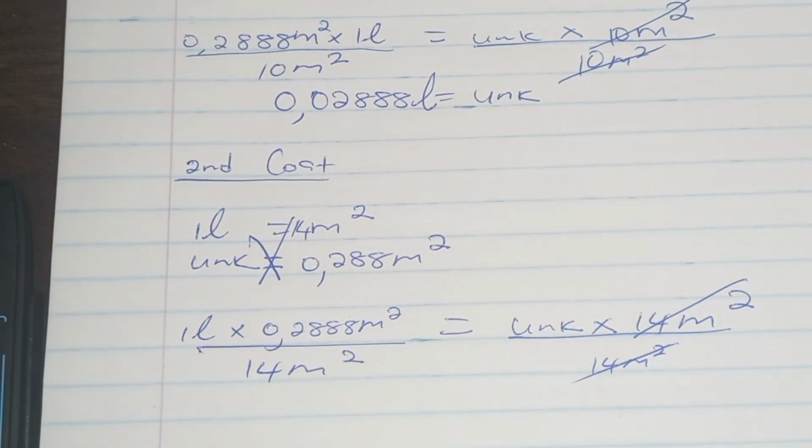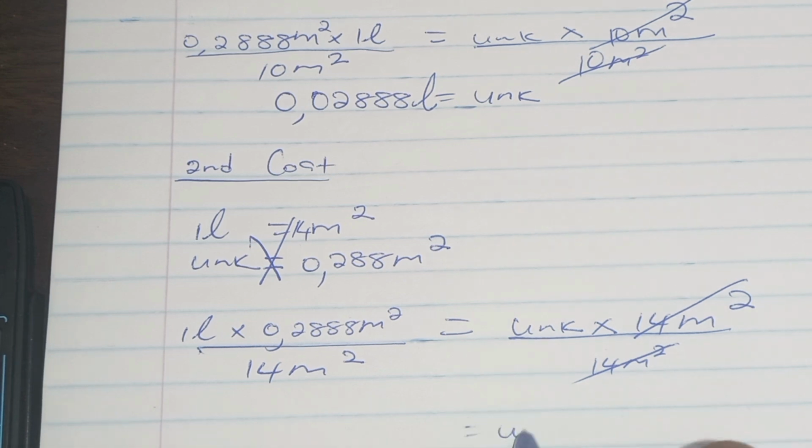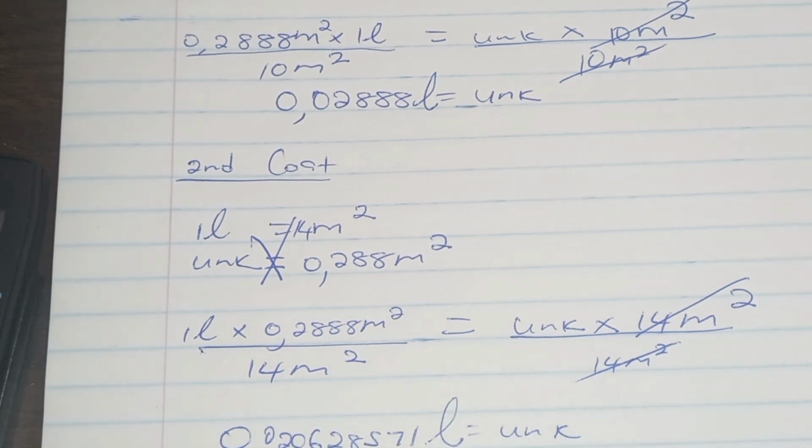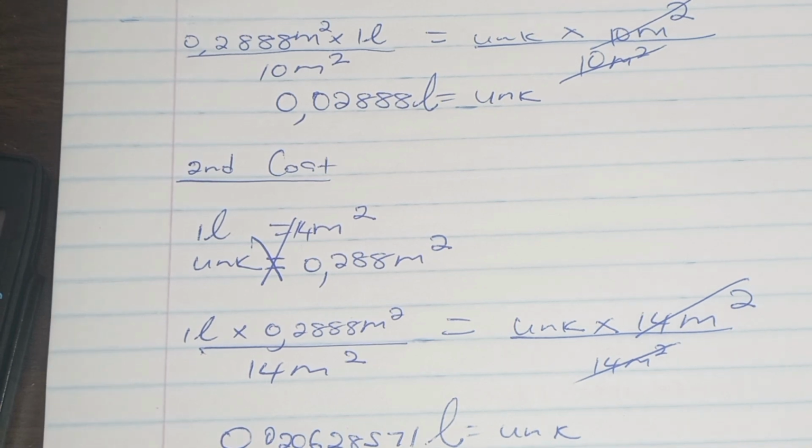So 0.2888 multiplied by 1 divided by 14. So this time unknown is equal to 0.020628571 liters. So that is the second coat. Now we go to the third coat.